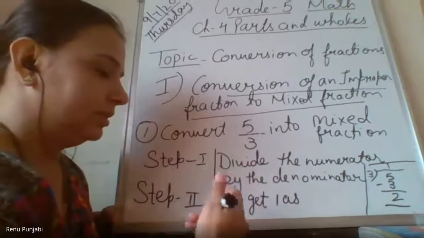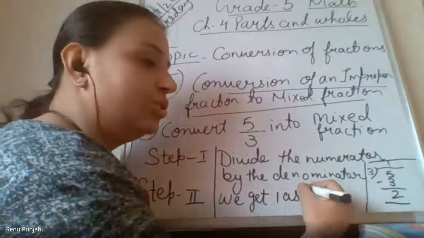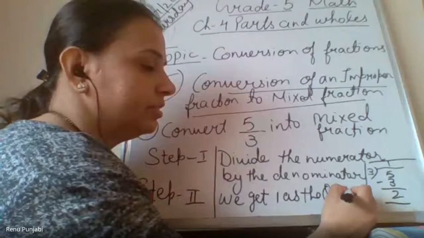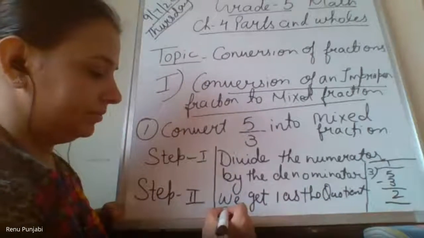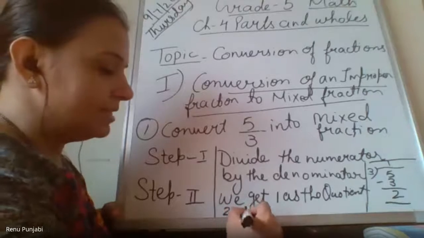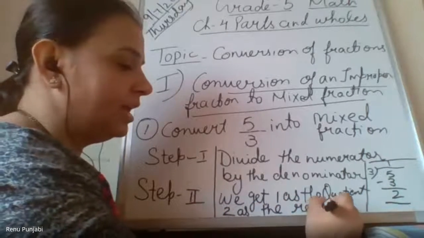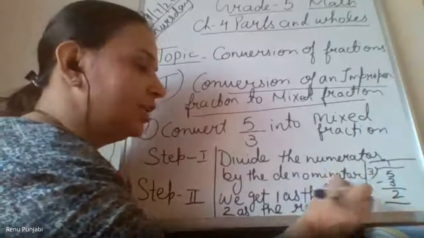Arush Verma, switch on your camera. We get 1 as the quotient and 2 as the remainder. R-E-M-A-I-N-D-E-R. So these are the 2 steps.